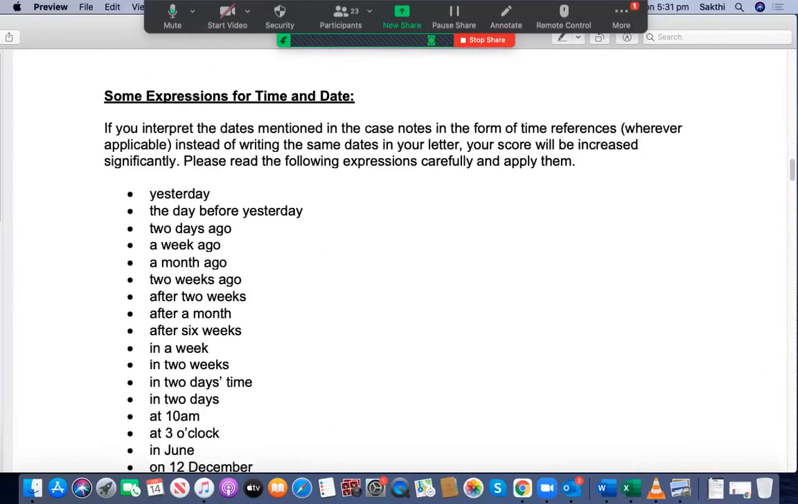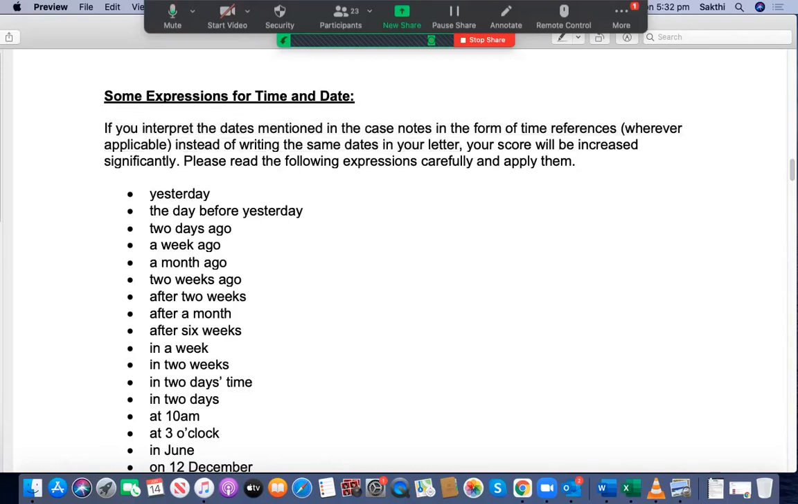Okay, let's go to the next one. This is even more important. We do get lots of dates and times in our case notes, isn't it? Sometimes you get lots of visits in the past, lined up like anything. In that case, it would be more difficult for you to pick up the relevant one and interpret the information. But I would strongly recommend my students to interpret the dates in the form of time references wherever applicable, instead of writing down the same dates in your letter. It's not good if you write down the same date.